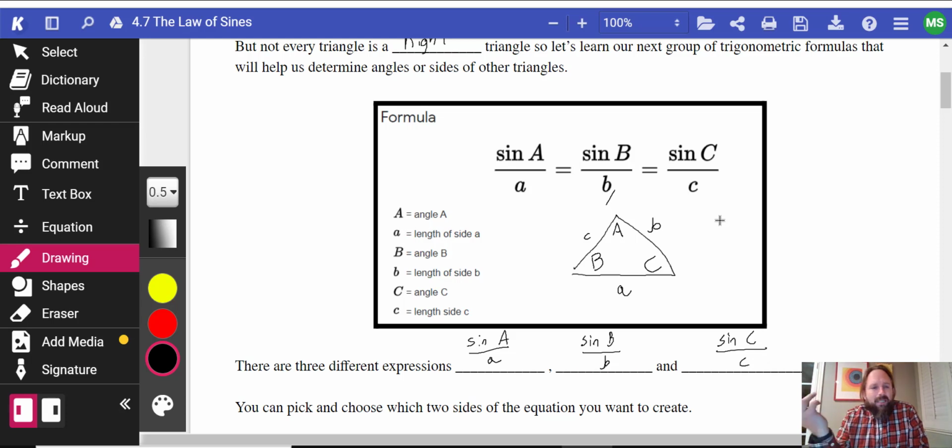Well, basically we get to pick and choose which two sides we want to use. Do we want to deal with A's and C's? Cool. Take out this middle sine B over B, and that's fine. Maybe we want to deal with only sine A over A equal to sine B over B. That's okay. Whatever fits the situation, we'll use that. It's pretty open to help us figure this out.